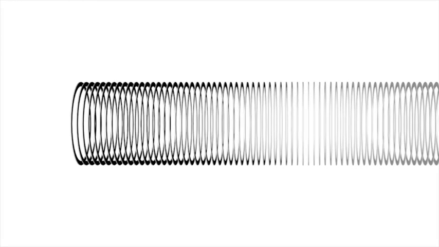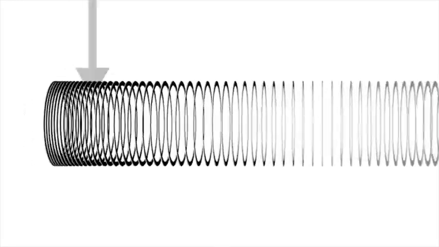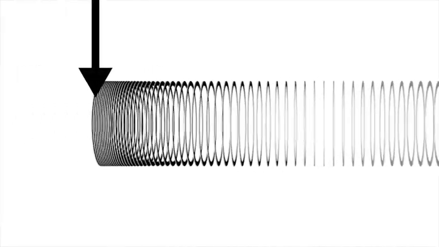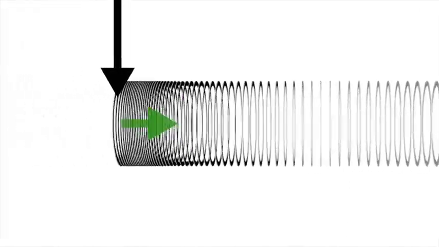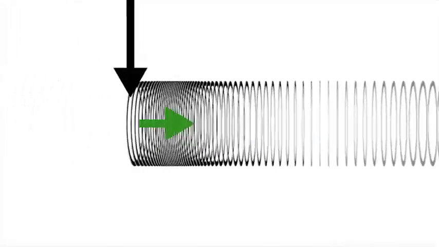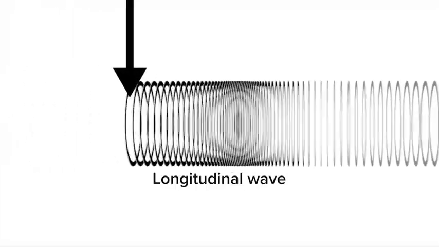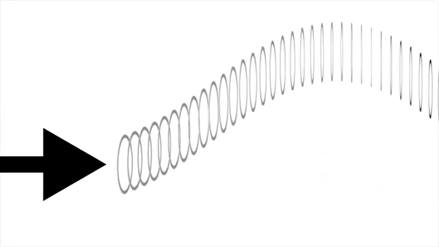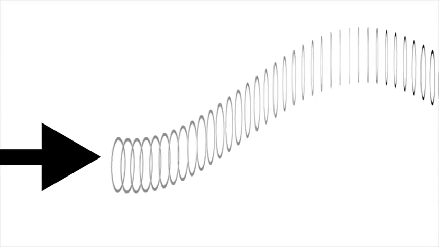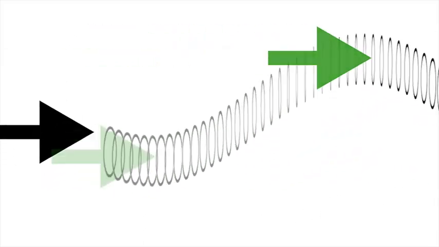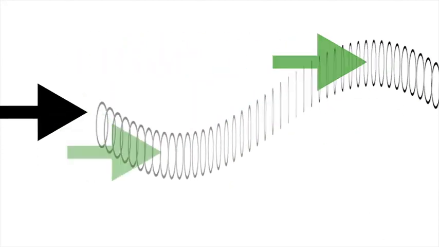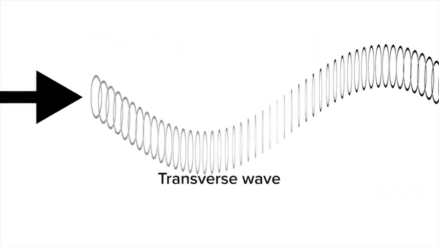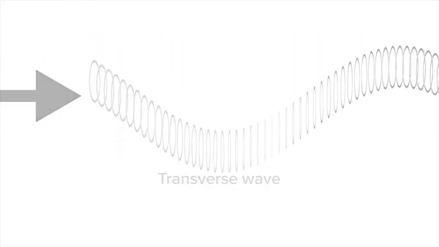The action of this spring will help you understand how seismic waves are classified. When the end of the spring is moved back and forth, the vibrations move left and right along the spring. This is called a longitudinal wave. Now look what happens when we move the end of the spring up and down. The vibrations go up and down as they travel along the spring. This is known as a transverse wave.